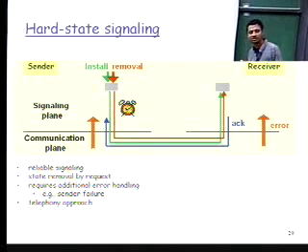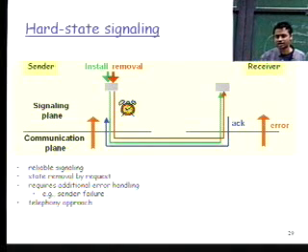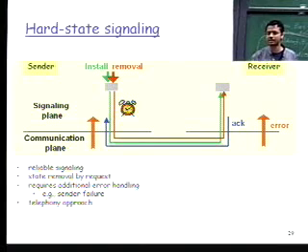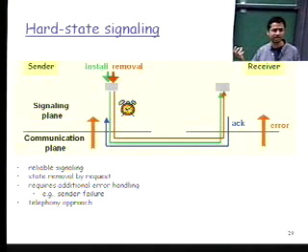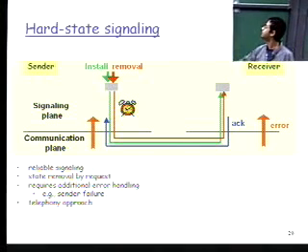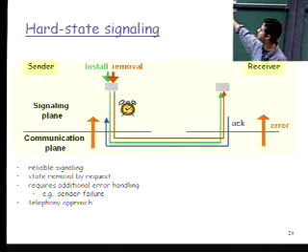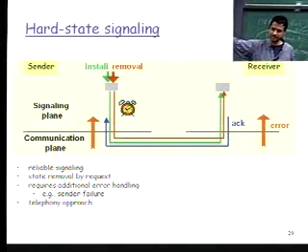The state removal also happens by request. In soft state signaling, what happened was your state timed out if the refresh message was not received, and that's how the state was removed. Here, the sender will explicitly say, please remove the state. The receiver will receive that, it will acknowledge, and then the state is removed.